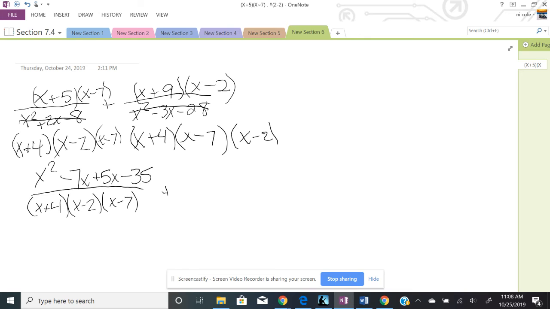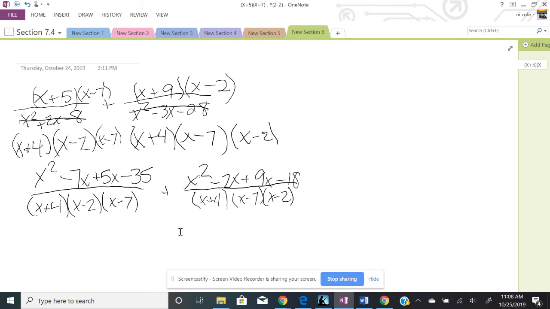Plus, then I'm going to FOIL up here. So I'm going to have x times x, which gives me x squared. And then x times negative 2, which gives me minus 2x. 9 times x gives me plus 9x minus 18. All over x plus 4, x minus 7, and x minus 2.